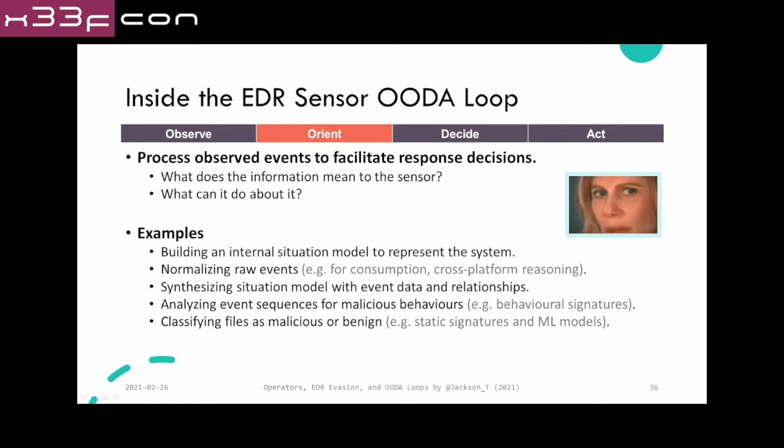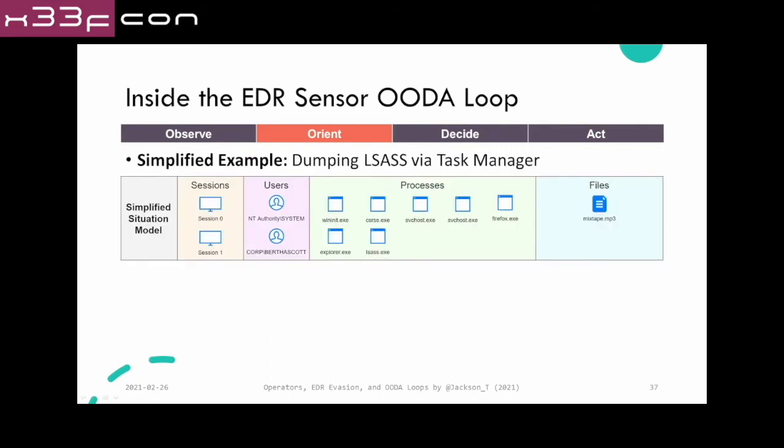The event data gets synthesized into the situation model, which allows it to look for malicious activity through the use of signatures or models. And in the next few slides, I'll continue that LSASS dumping example to provide a more concrete but simplified flow of what you're seeing on this slide. So here's a simplified example of what a situation model could look like.